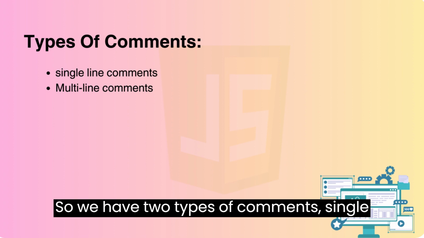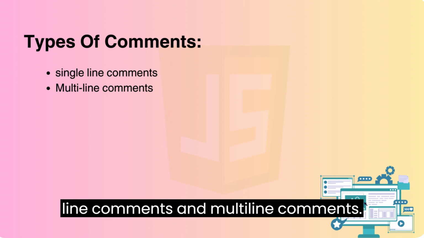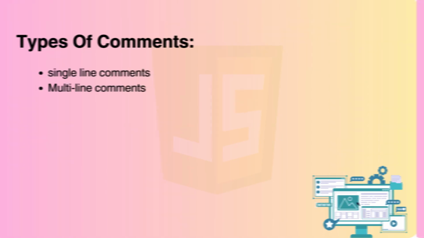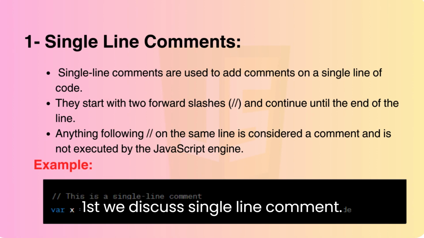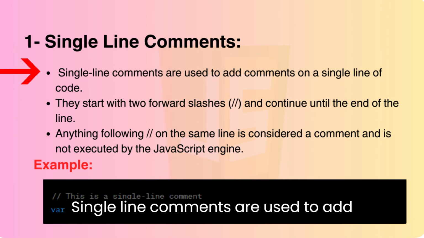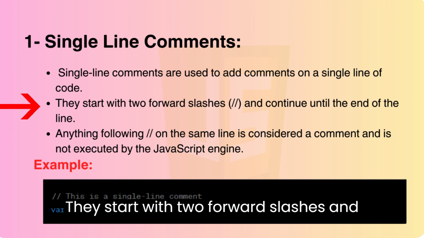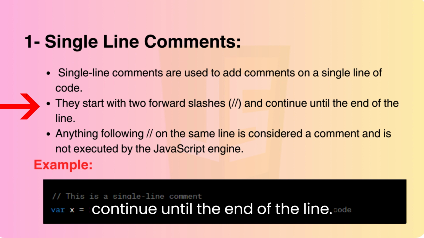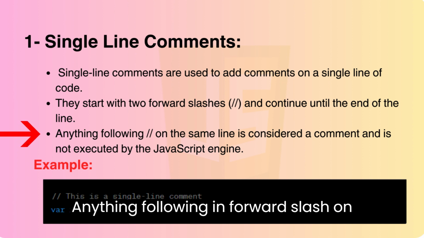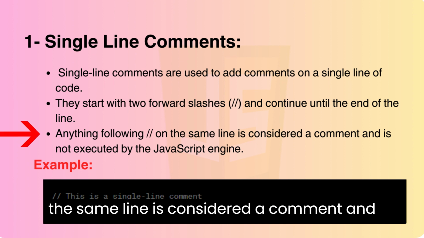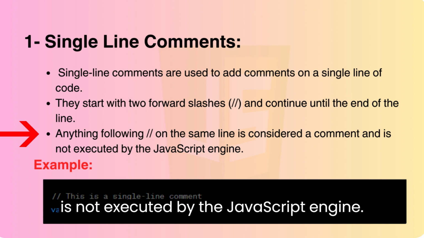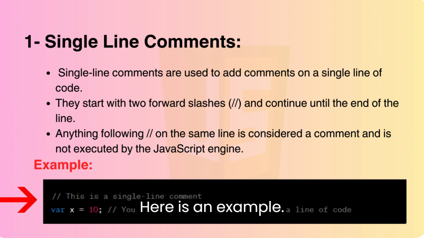Next, we discuss types of comments. So, we have two types of comments: single-line comments and multi-line comments. First we discuss single-line comment. Single-line comments are used to add comments on a single line of code. They start with 2 forward slashes and continue until the end of the line. Anything following the forward slashes on the same line is considered a comment and is not executed by the JavaScript engine. Here is an example.